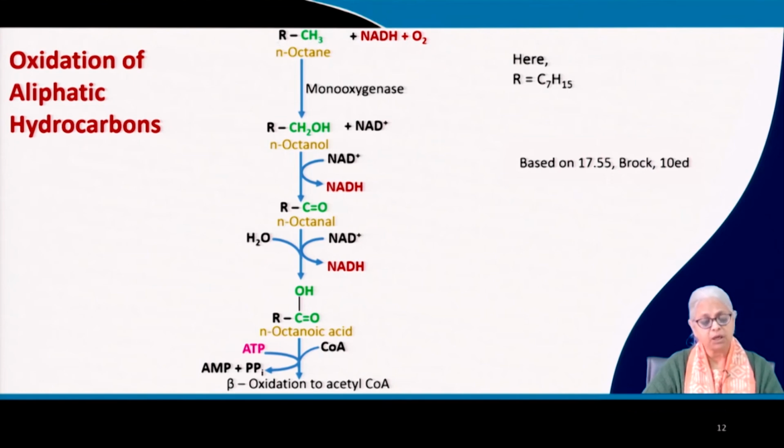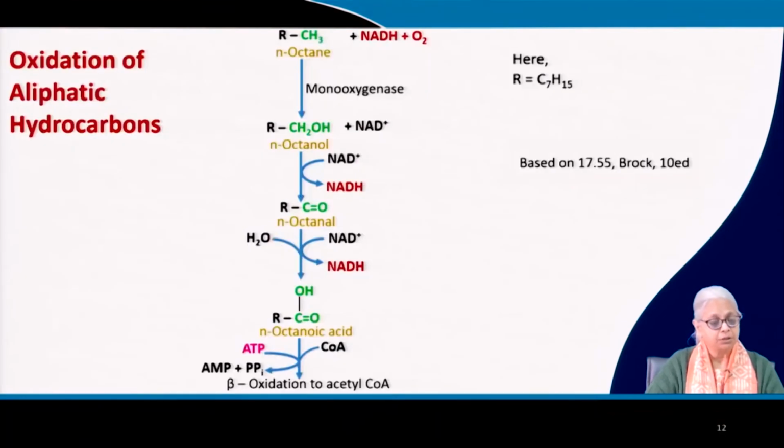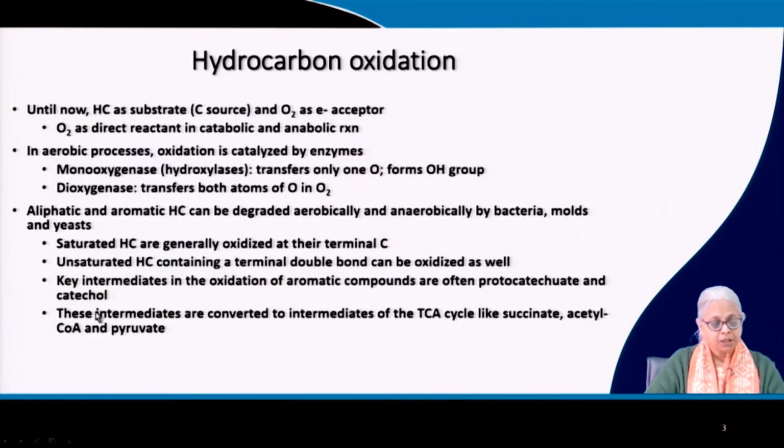And in this process, one ATP is going to be utilized, and two NADH have been generated while one NADH was invested. So this is saturated hydrocarbons in the presence of oxygen. Unsaturated hydrocarbons contain a terminal double bond. They can also be oxidized. Supposing the starting point were an unsaturated hydrocarbon, that can also be oxidized.